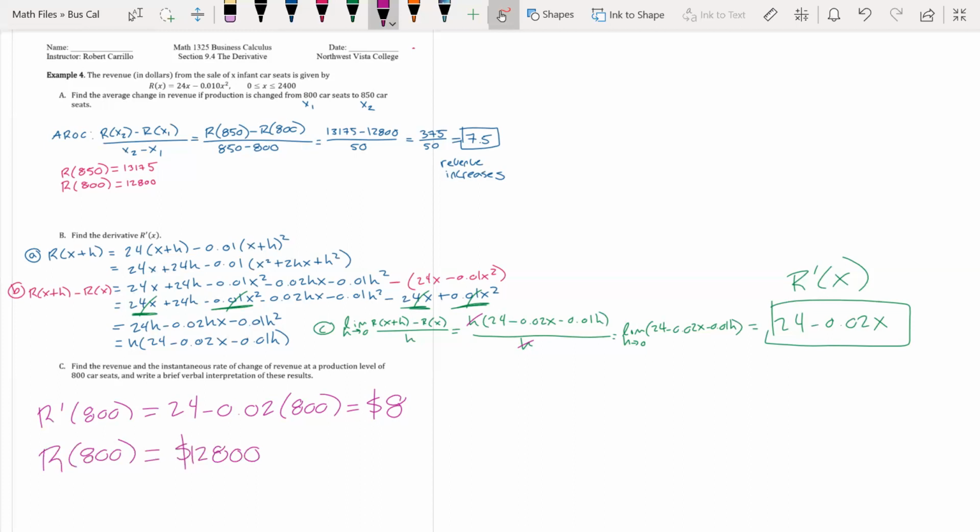So it says find the revenue and the instantaneous rate of change of revenue at a production level of 800 car seats and write an interpretation of these results. Okay, so what the derivative says, since it's positive, and remember derivative means slope, is that since we get a positive $8, revenue increases at 800 car seats. And the 12,800 is the revenue at 800 car seats. And that is it. Brutal.